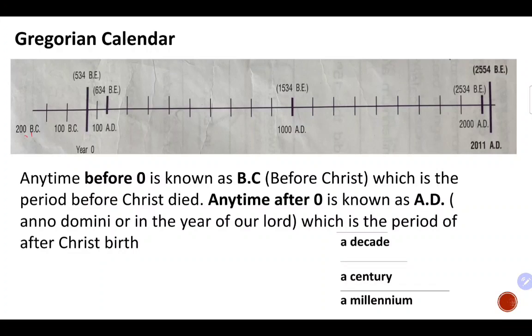Okay, so we have here the Gregorian calendar chart or graph. As you can see, we have the years. Anytime before 0 is known here as BC. As you can see, we have 200 BC, 100 BC. And this BC, or before Christ, is the period before Christ died.